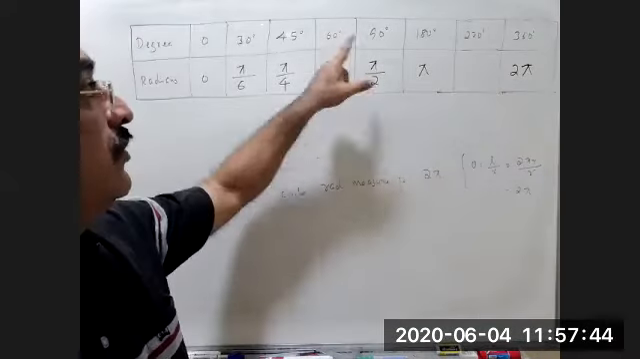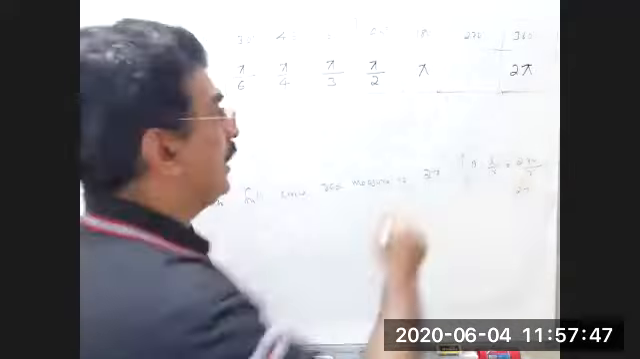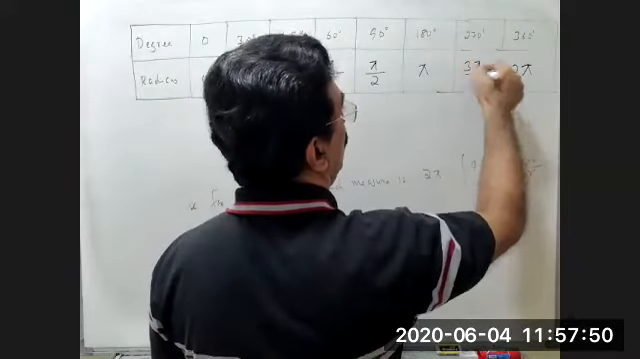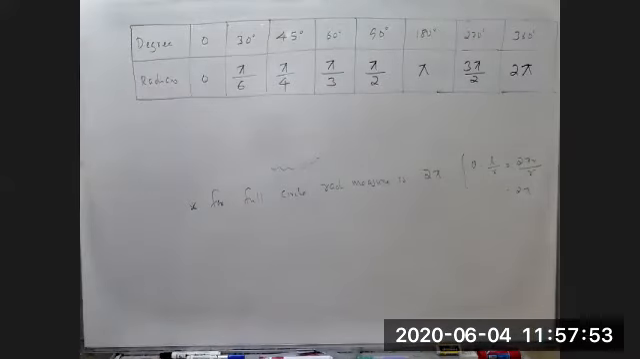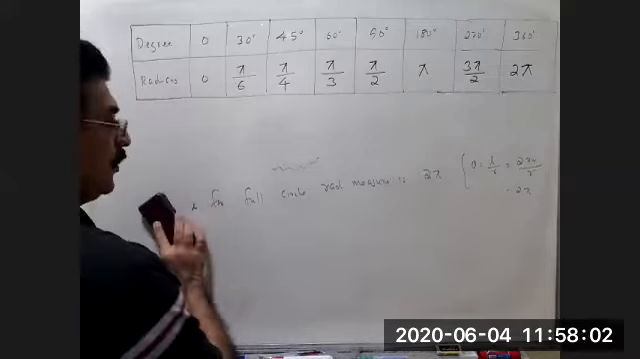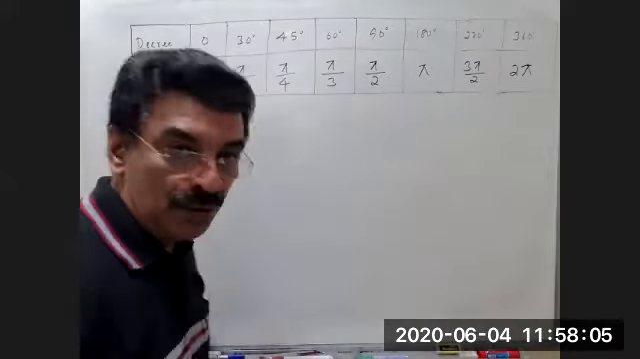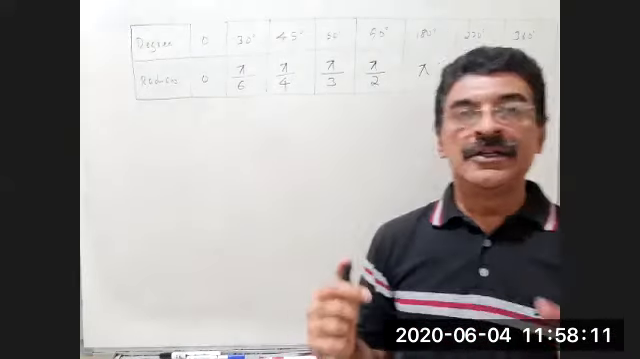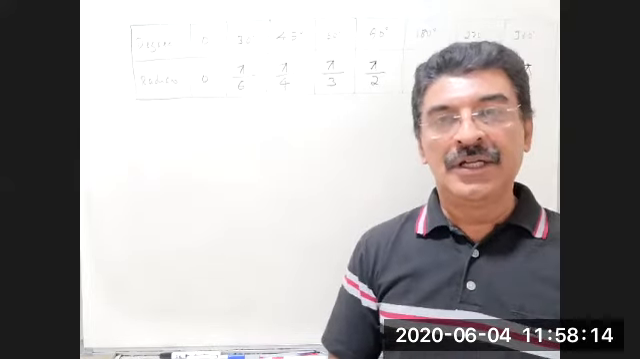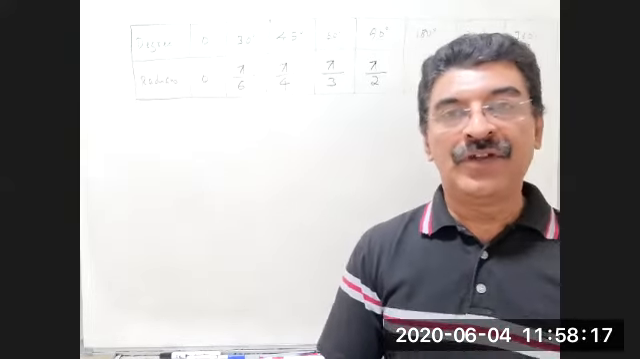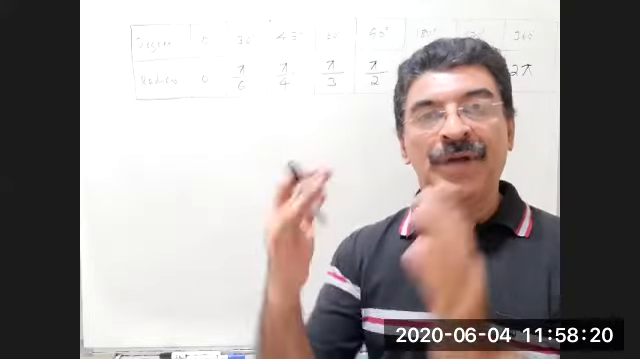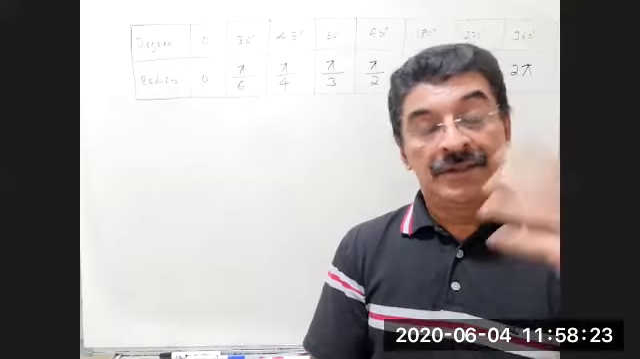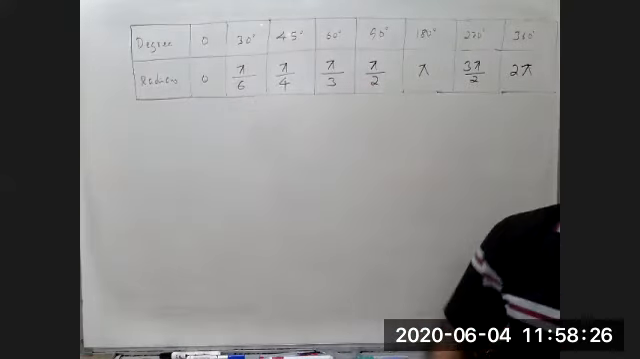270 is 90 multiplied by 3, so it is 3 pi by 2. So these standard angles you have to remember: 0, 30 degrees, 45 degrees, 60 degrees, 90, 180, 270, 360. 30 is pi by 6, 45 is pi by 4, 60 is pi by 3, 90 is pi by 2, 180 is pi, 270 is 3 pi by 2, 360 is 2 pi. These are the radian measures.